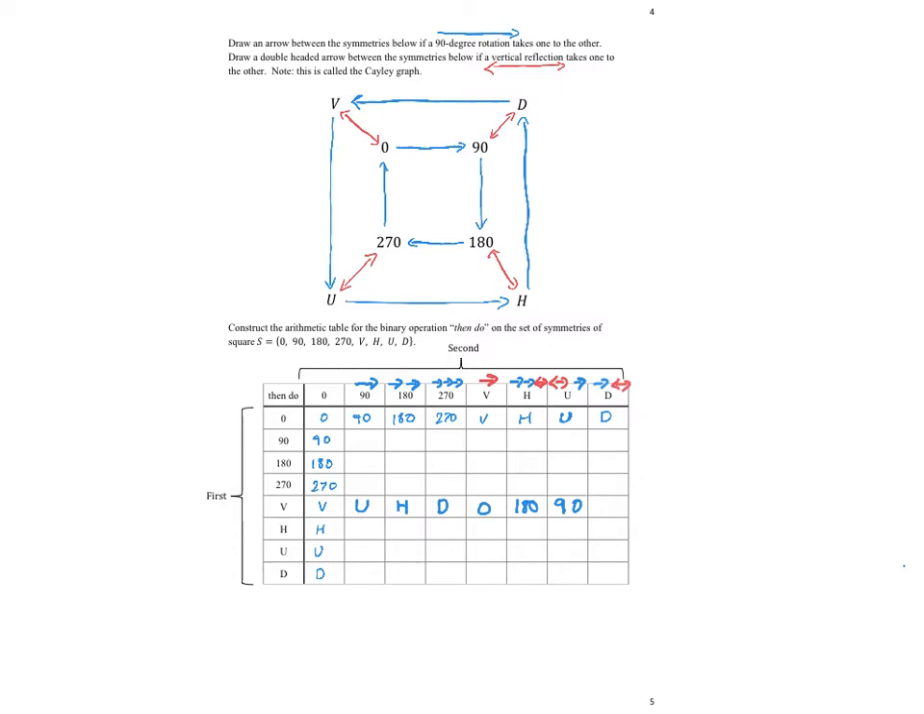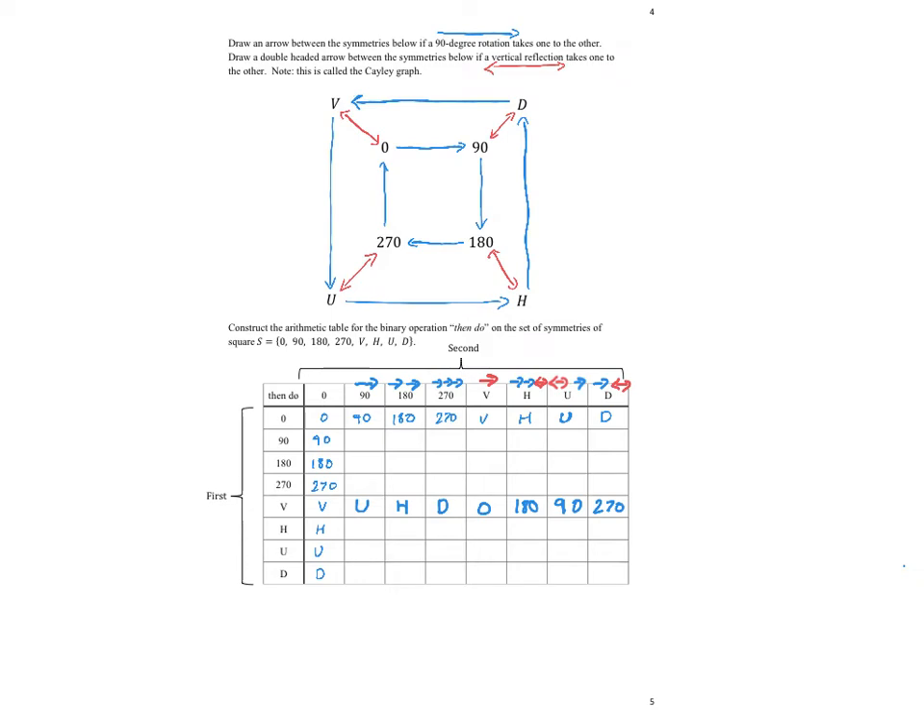Okay, now if we do V and then do D, let's see where we end up. So V and then doing a D, so a blue and then a red, ends up at 270. So 270 goes in there. Okay, we'll do one more example before we pause the video.